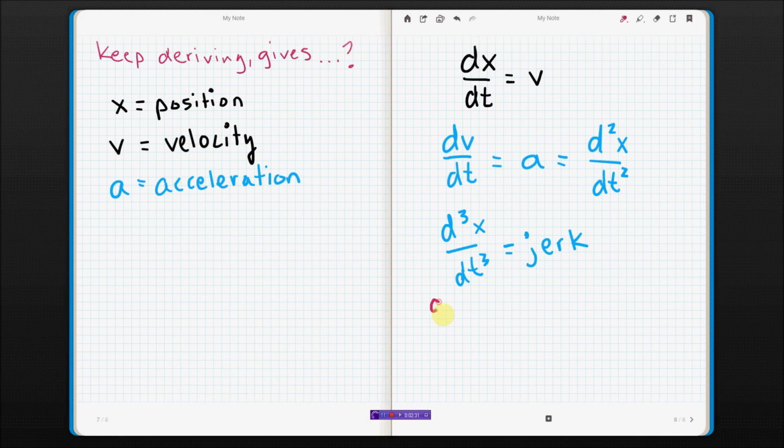The fourth derivative of position, that's a d, is called a snap. The fifth derivative is called a crackle.